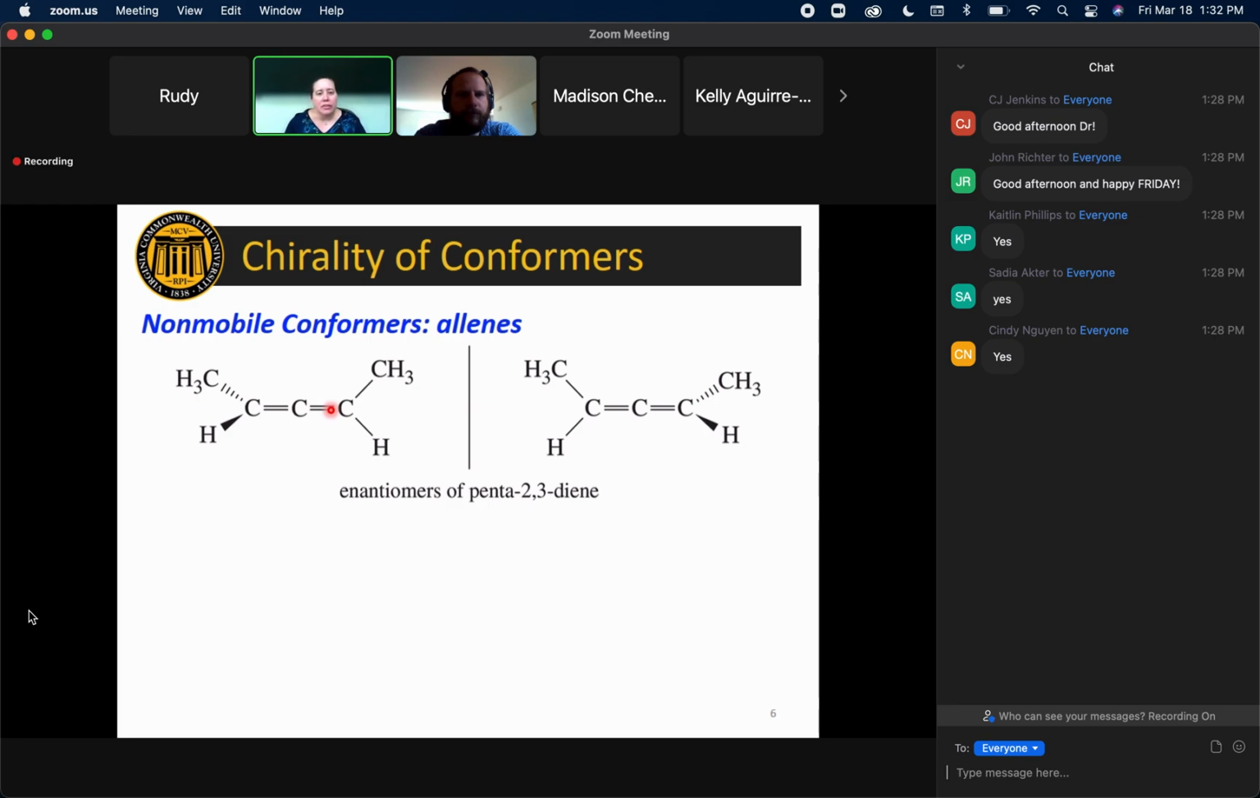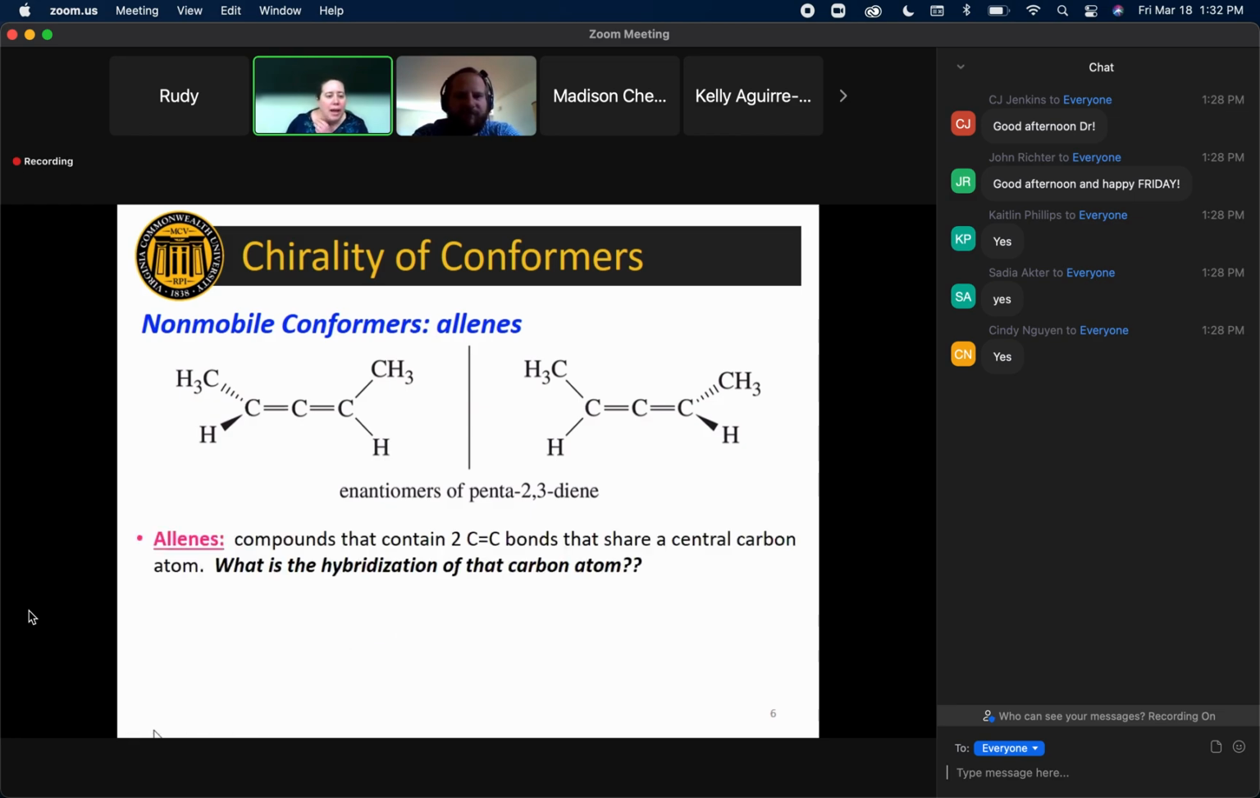You can see from these allenes that they have mirror images, but because we know that we cannot rotate around double bonds, these mirror images are not superimposable on each other. So these 2 molecules that I'm showing you here are actually enantiomers, even though there's not a single chiral center in this molecule. So let's think about how this works.